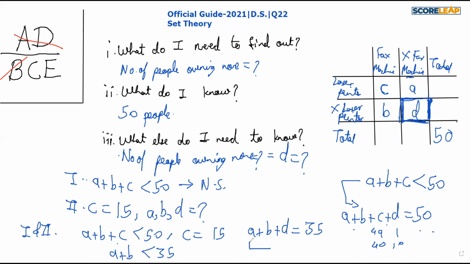So if A plus B is 34, then D is 1. If A plus B is 30, then D will be 5, and so on. So we are still not getting a definite answer for D, the number of people who own neither a fax machine nor a laser printer. So both statements combined are also not sufficient to answer our problem. So we cross out C, and our correct answer will be E. I hope it is clear.